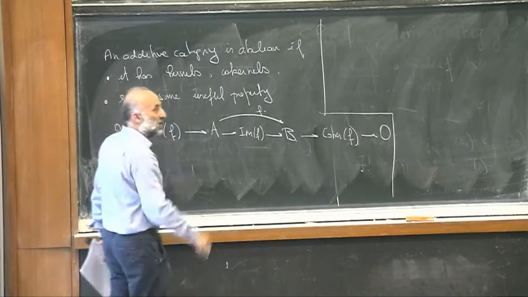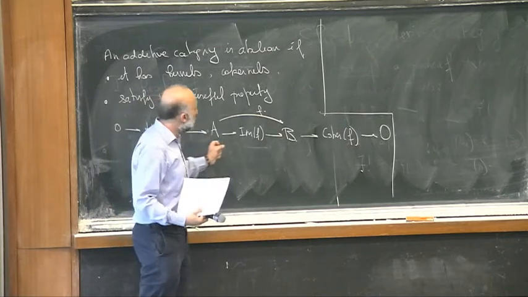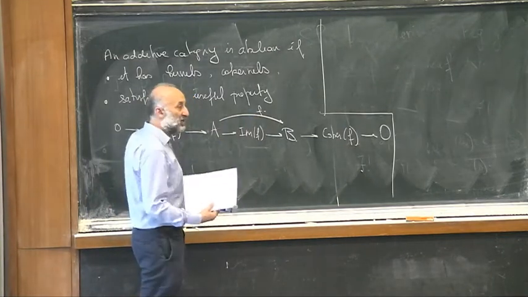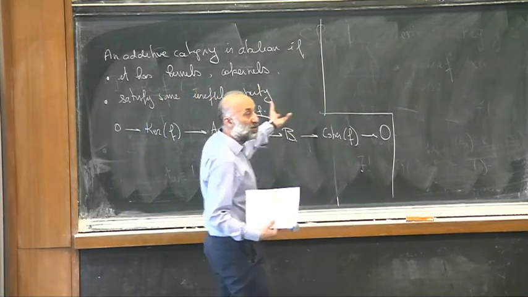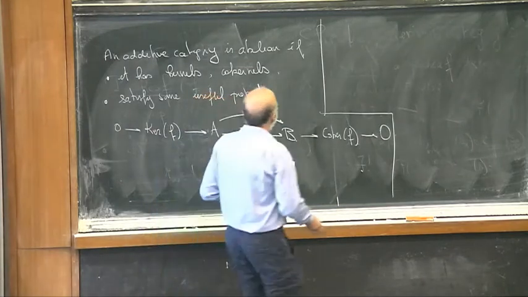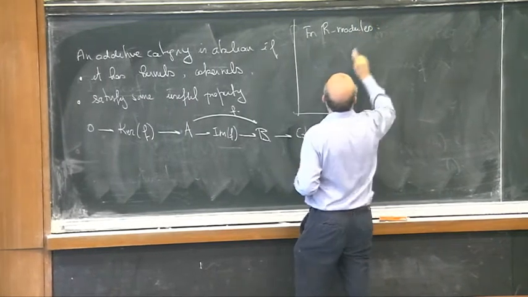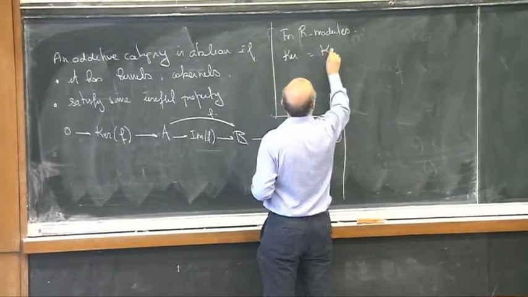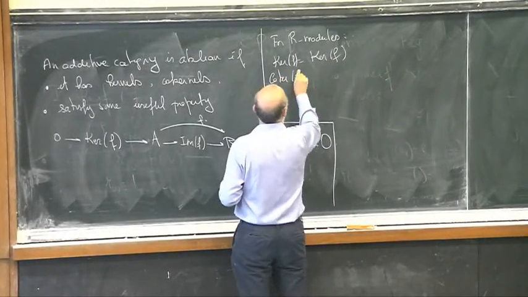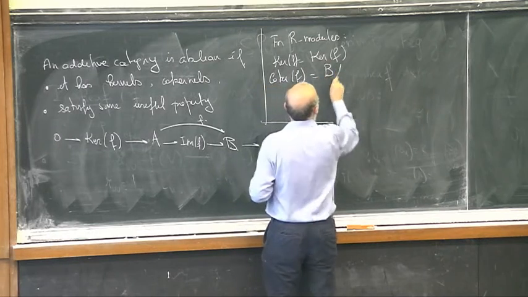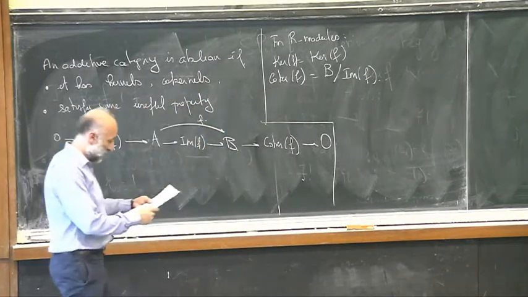So the kernel is what you expect. It's a universal object such that anything that composed with f gives 0 will factor through the kernel of f. And the co-kernel is somehow the dual. So if you're talking about R modules, which is the important thing to have in mind, the kernel is just the kernel, and the co-kernel is just the co-kernel, so this is just B divided by the image of f, the dual of the image.